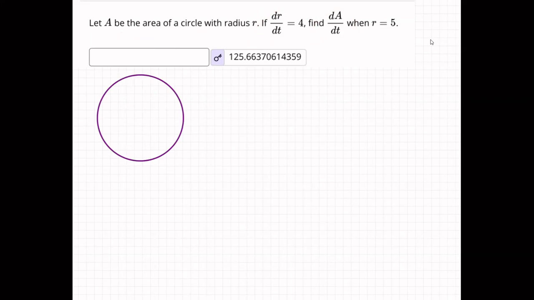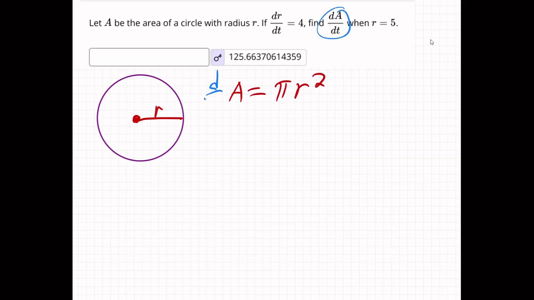So we have a circle and it has a radius. Our r is the radius from the middle to the edge. And the area, what's the area of a circle formula? Well, it's pi r squared. So now they're asking me about dA/dt.